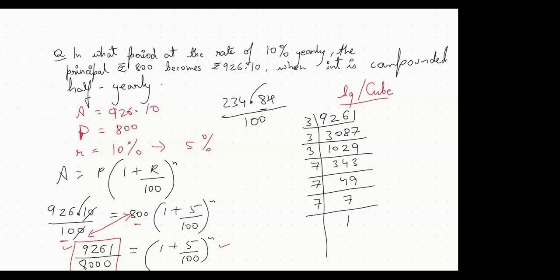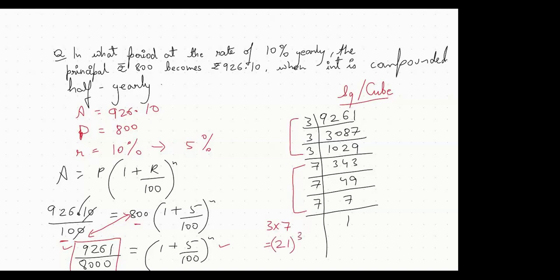Okay, so coming back to the factorization. So 9261. Because pairs of 2 are not forming, we will make pairs of 3. 3, 3, 3, and 7, 7, 7. So I have 3 into 7, which is 21. So 21 is the cube root of 9261.